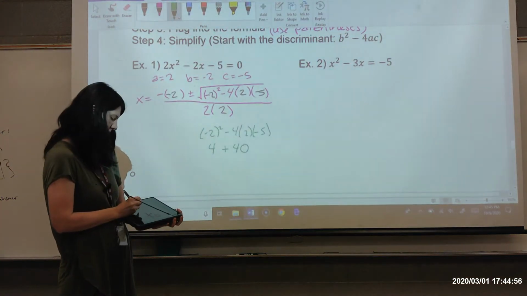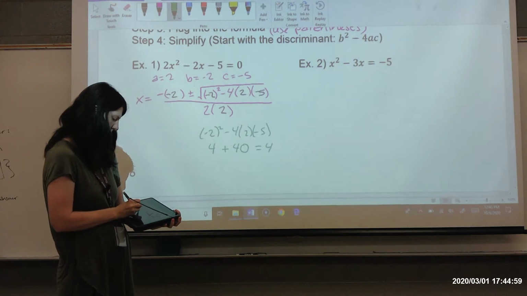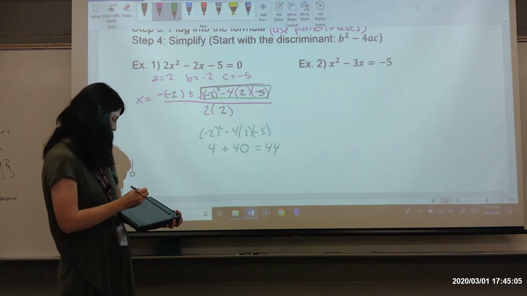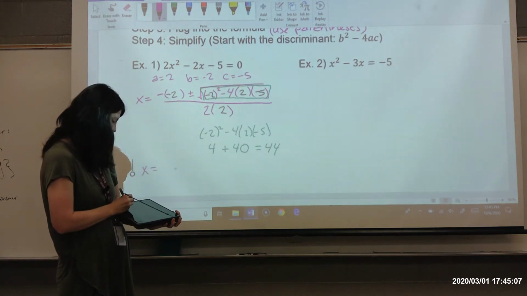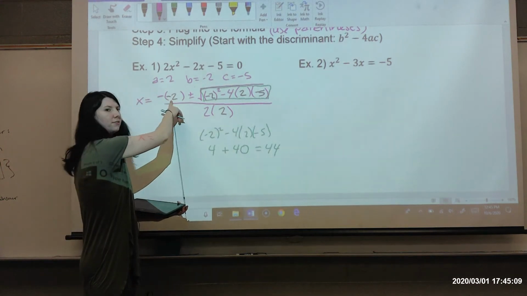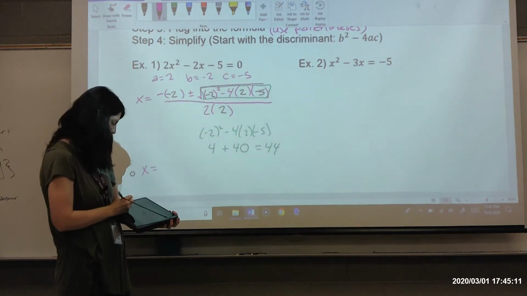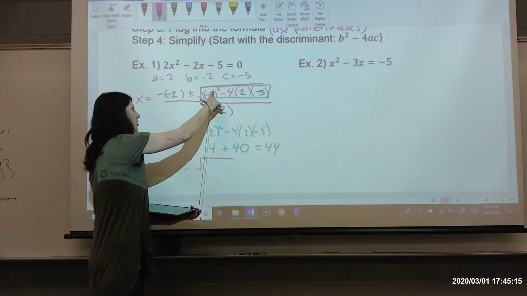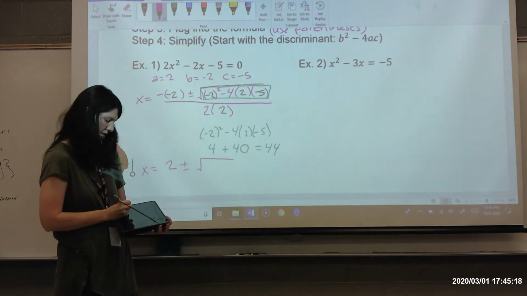Four plus 40 is 44. So that's what's going to go right underneath here. Okay, so I'm going to go through and plug that in. X equals negative 2. When you have that double negative, that then becomes a positive 2, plus or minus the square root. And then what was our discriminant? It was 44.